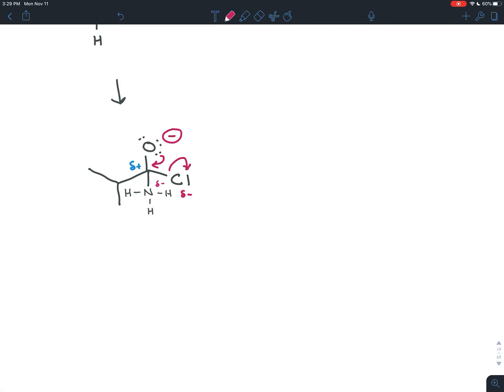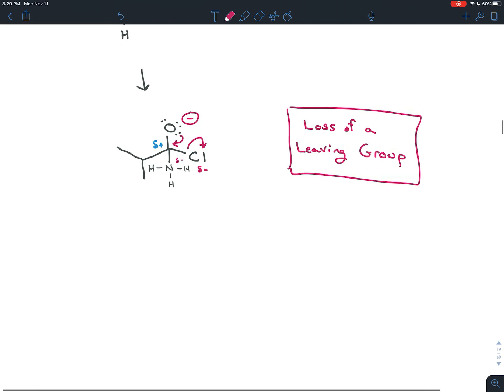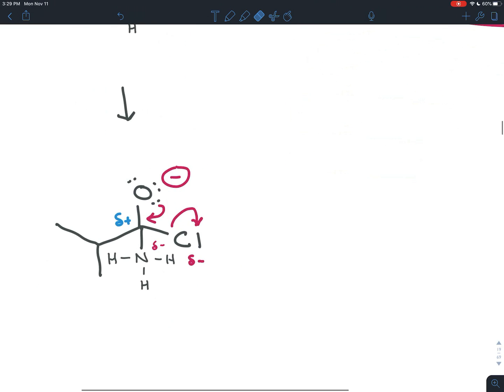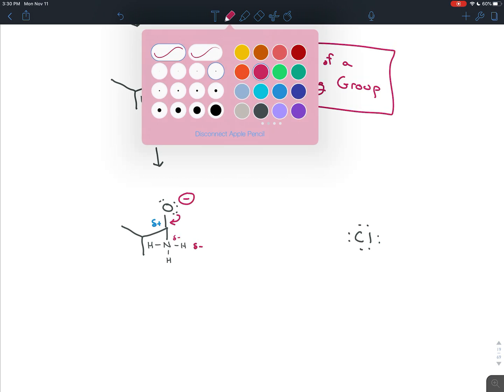We have a very good leaving group, the chlorine. So the chlorine pops off the molecule, and if you had to classify this according to one of our 4 curved arrow patterns, this would be loss of a leaving group. So after this step, what you'd end up getting is the chlorine, which would come off, the chlorine would separate, have a full negative charge, and be floating around somewhere else in the solution.